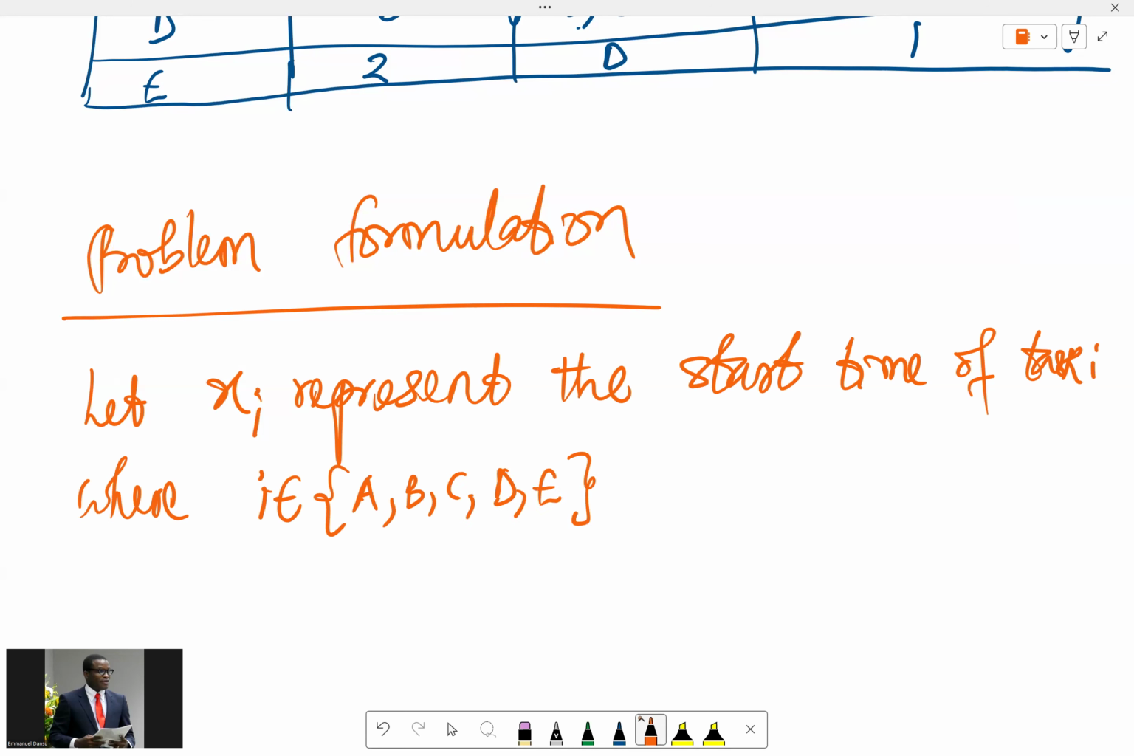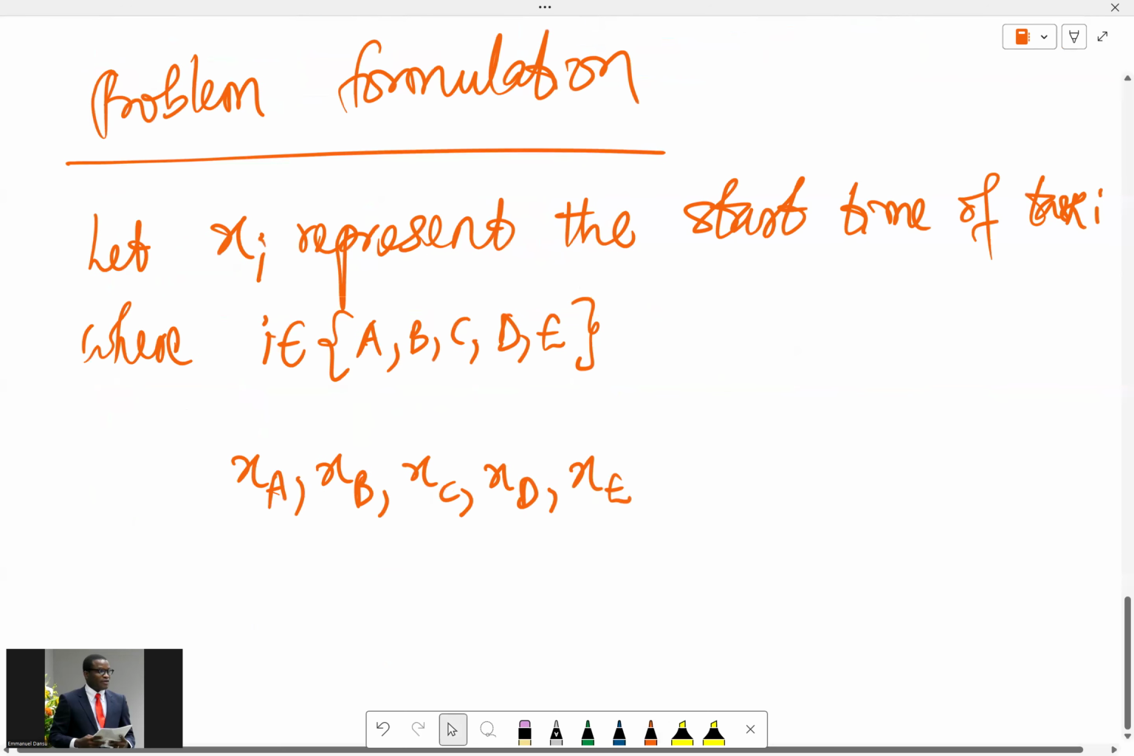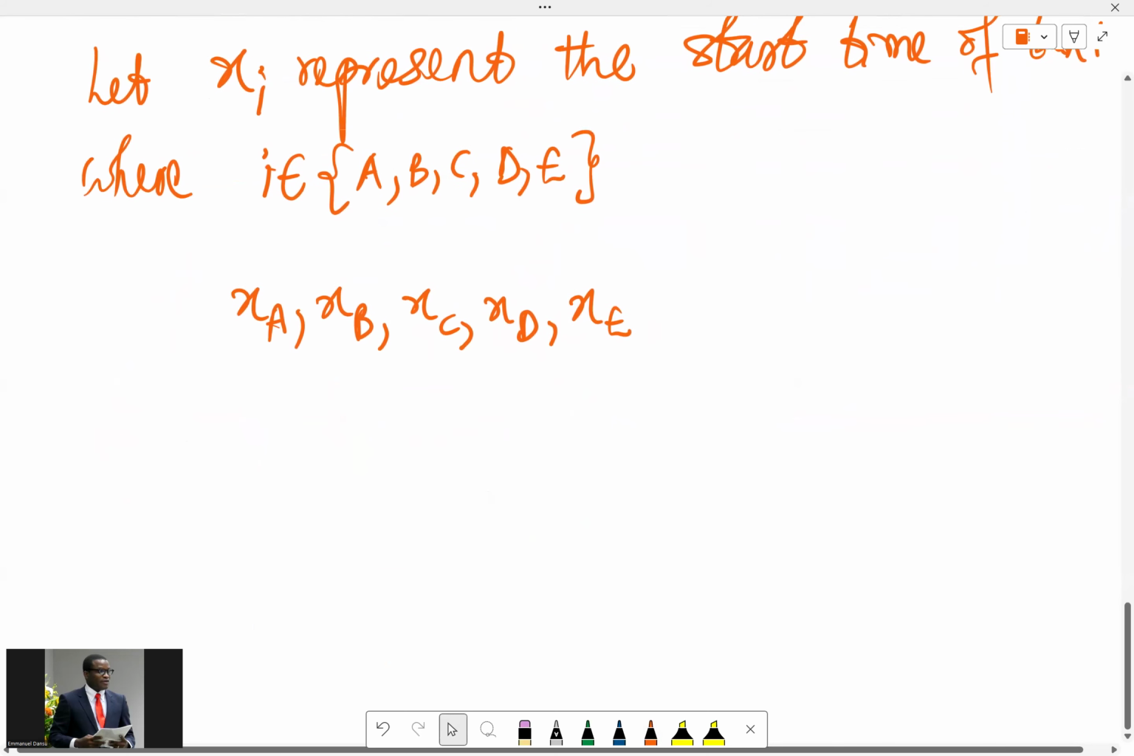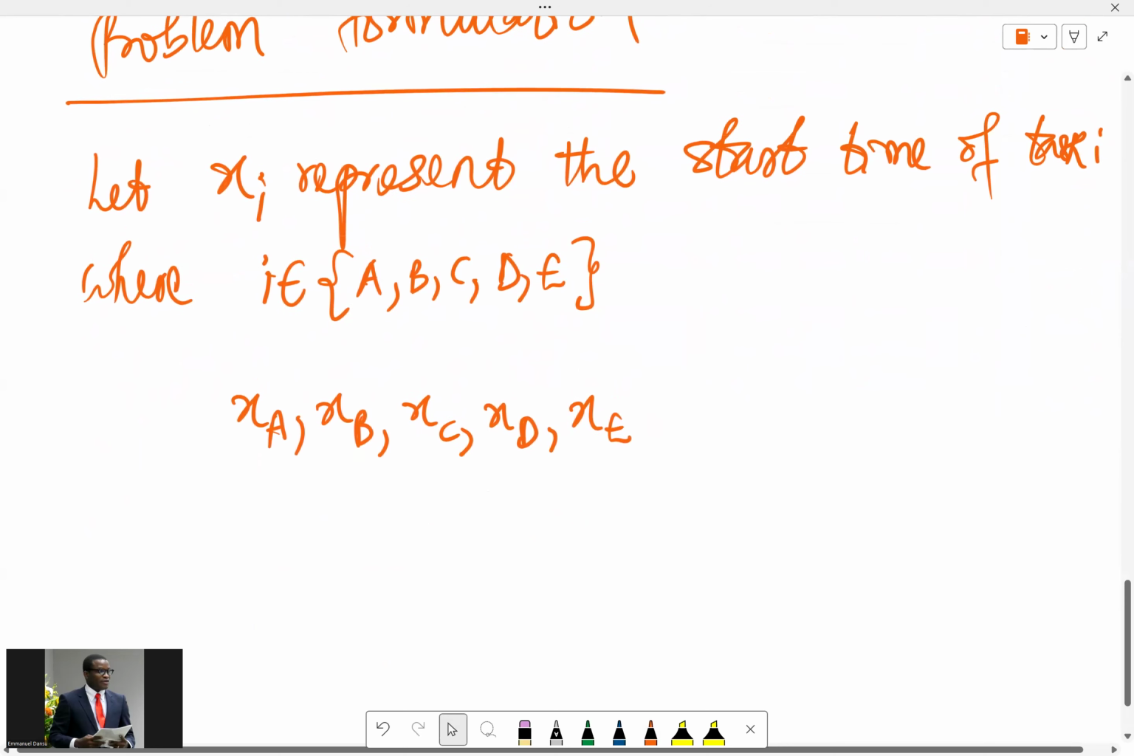So that means that XA is the start time for task A, XB is the start time for task B, XC is the start time for task C, XD is the start time for task D, XE is the start time for task E. Okay, so we have all of that, and of course these are the decision variables, right?